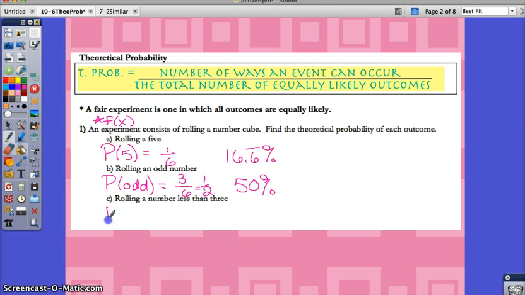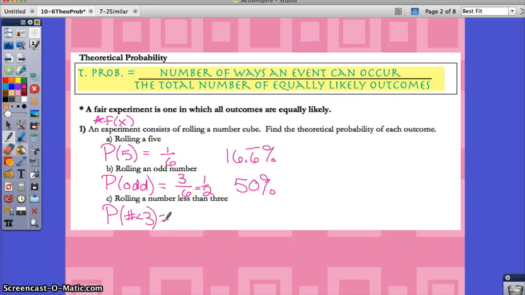And then the last one, what is the probability of rolling a number less than 3? So the probability of a number less than 3. You can abbreviate your probability notation, but it is important to write it. So again, please write that probability notation. It's just like function notation.